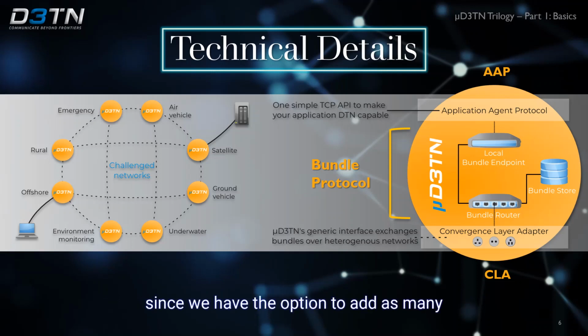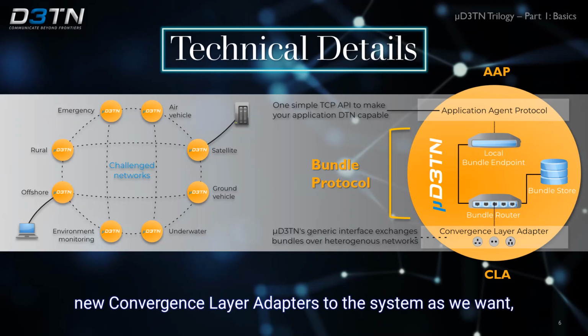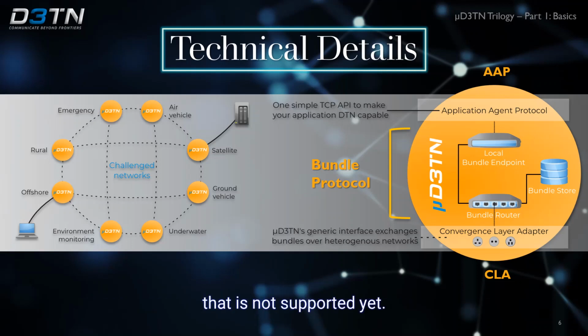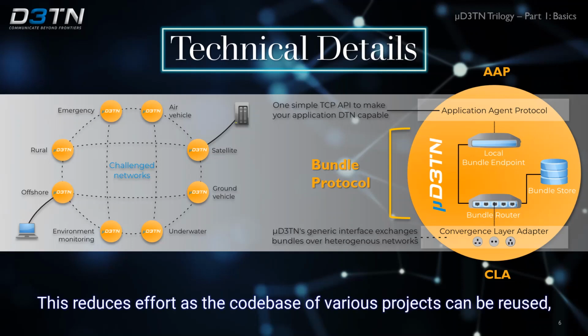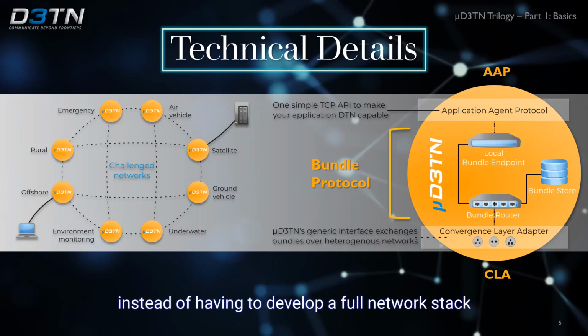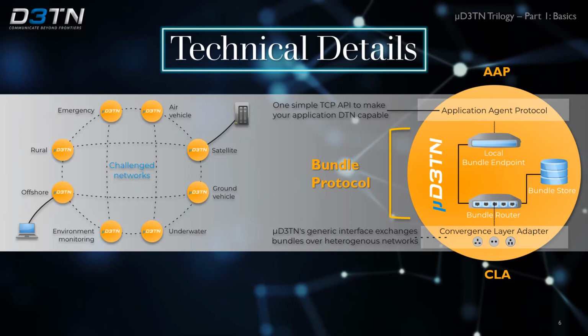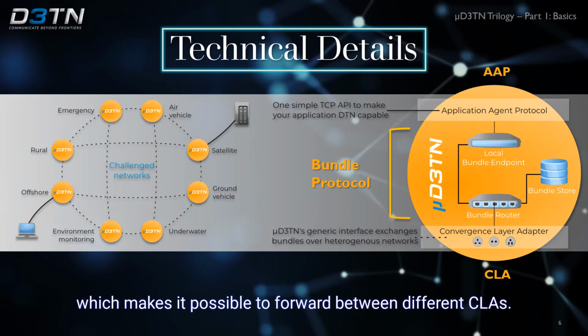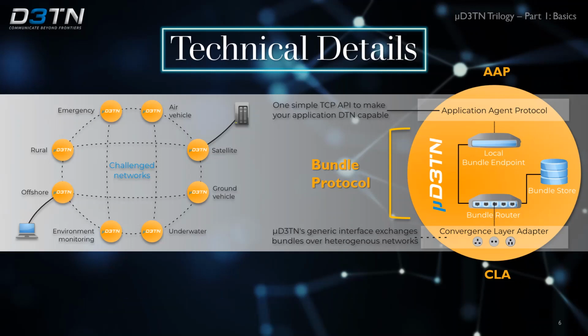Since we have the option to add as many new convergence layer adapters to the system as we want, it's no problem to integrate µD3TN with a communication protocol that is not supported yet. This reduces effort as the codebase of various projects can be reused instead of having to develop a full network stack for a specific challenge network. Additionally, the routing has been made independent from the underlying link, which makes it possible to forward between different CLAs.